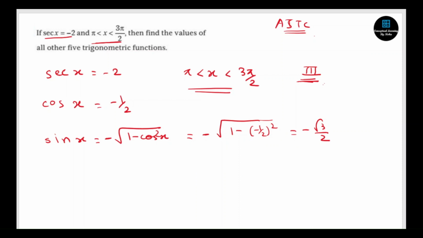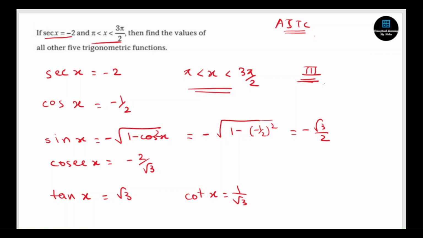Correct? Same way, I can write cosec x value. This is nothing but minus 2/√3. Correct? Then I can write tan x value. Now tan x is what? Sin x over cos x. So I'll get a positive value. Correct? So √3, and then cot x is nothing but 1/√3. Both are positive. I hope you understand this, right?